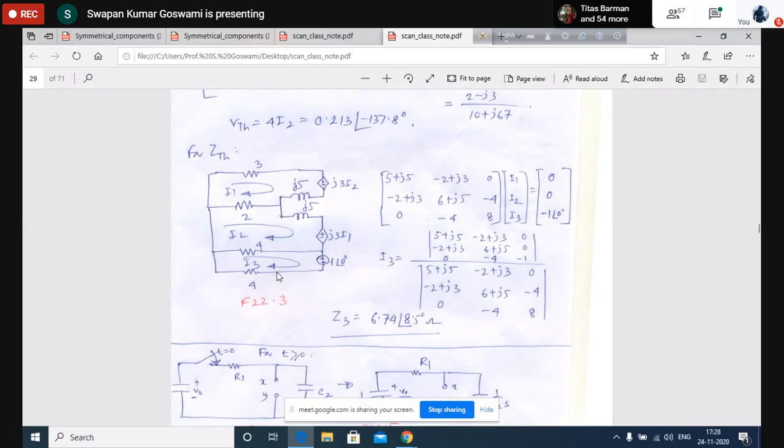What is the current delivered? It is I3, but the direction is opposite to I3. The magnitude is I3, the direction is the reverse of I3. So it is this voltage divided by minus I3. That is this impedance.